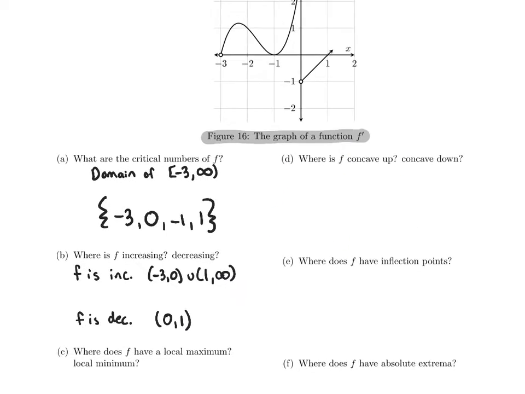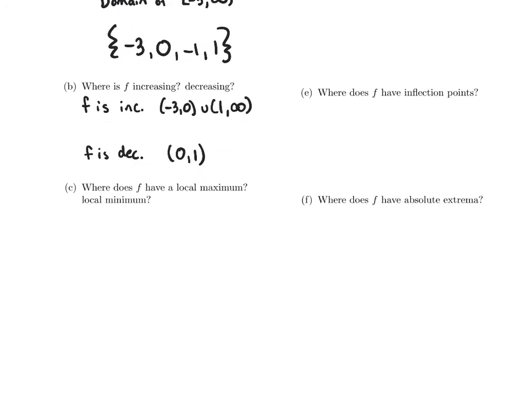The next question is, where does f have a local maximum or a local minimum? And we use a sign chart to figure out that problem. We just put our critical numbers on there, and we determine whether the derivative changed sign at each one of those. So our intervals are going to go from -3 to -1, -1 to 0, 0 to 1, 1 to infinity.